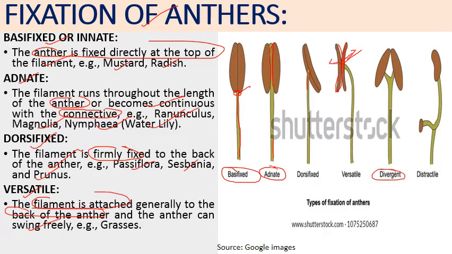Next is divergent condition. In this condition जो filament है ये bifurcate हो जाता है to form two branchlets, and each one bears an anther lobe, और ये हम पढ़ चुके हैं in case of petunia. Next is distractile condition, this is found in case of salvia. इसमें जो connective होता है that is longer in length, elongated होता है. इसमें एक anther sterile होता है और दूसरा fertile होता है, and it shows lever mechanism क्योंकि जो connective होता है बहुत लंबा होता है. And this condition is known as distractile condition that we have already discussed in case of salvia.